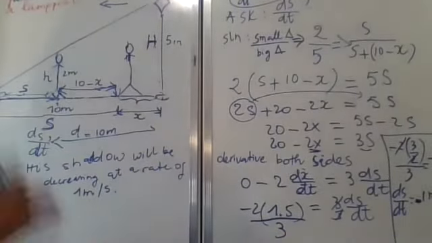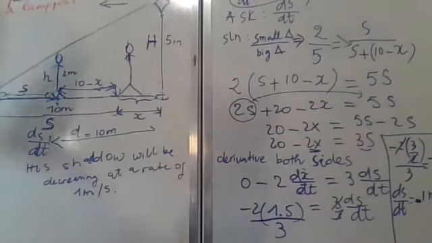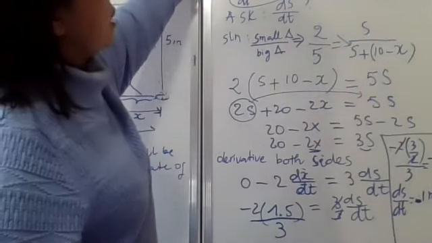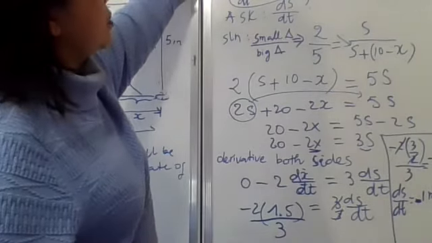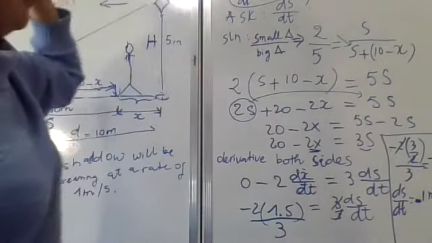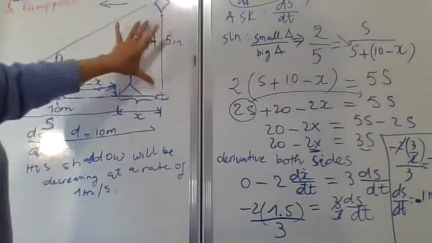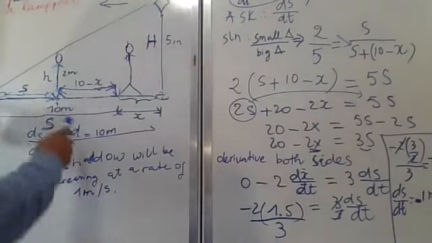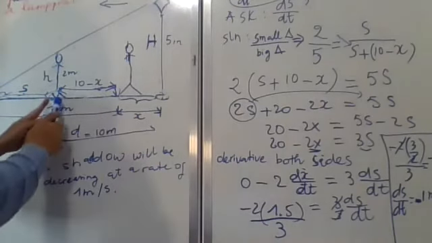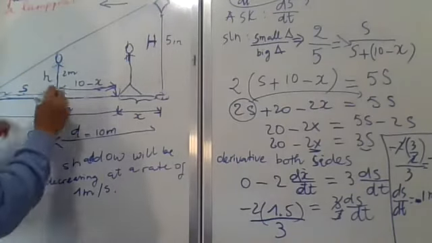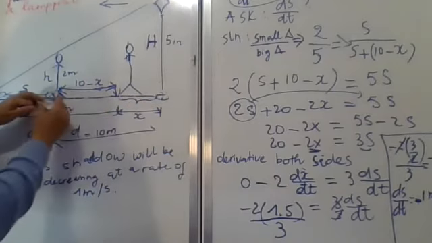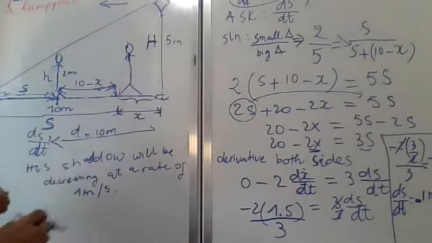Okay, so let's summarize what we're doing here. To solve this derivative problem, I'm going to write out what information they give us. So I say given the height of the lamppost is 5 meters, the height of a man is 2 meters, and we want to measure the distance D at the point of 10 meters away from the lamppost. So from here to here, 10 meters.